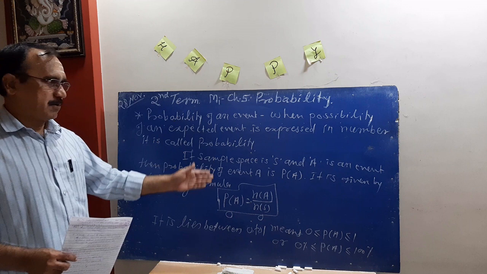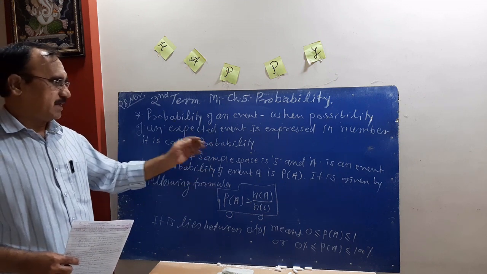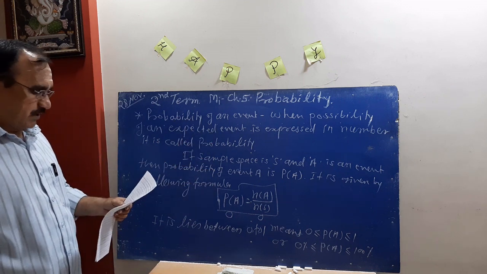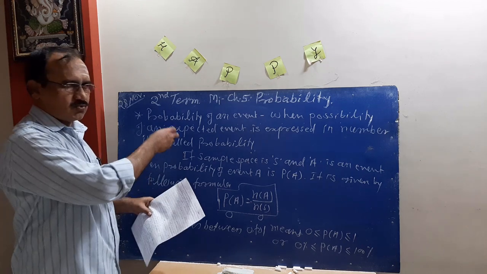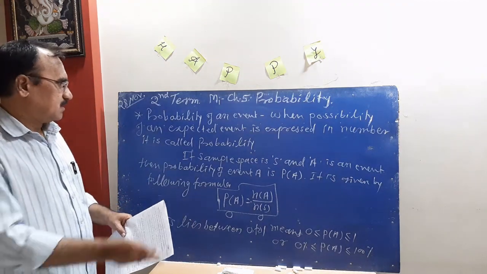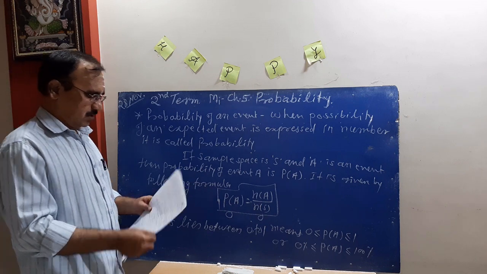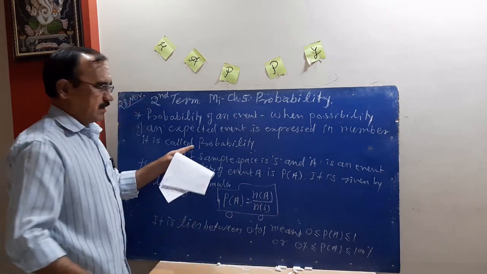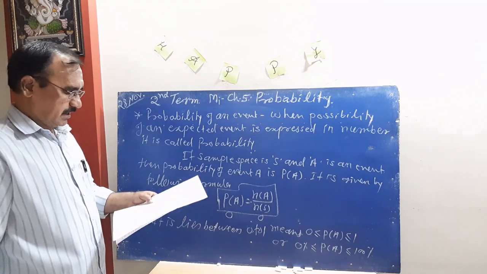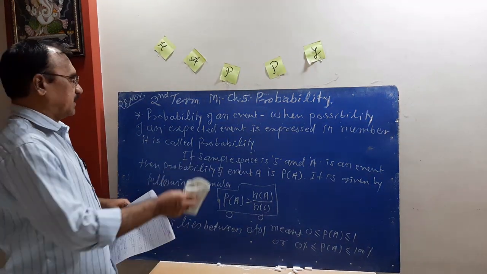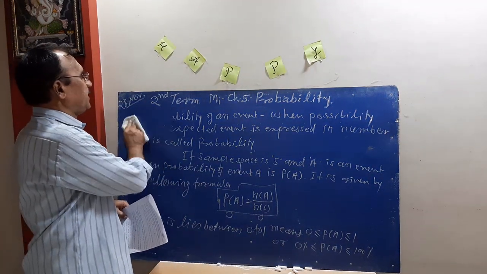On the basis of probability of an event, we can now see practice set 5.4. There is only one formula in this lesson: P of A is equal to N of A upon N of S. Write down this, and now we will see practice set 5.4.